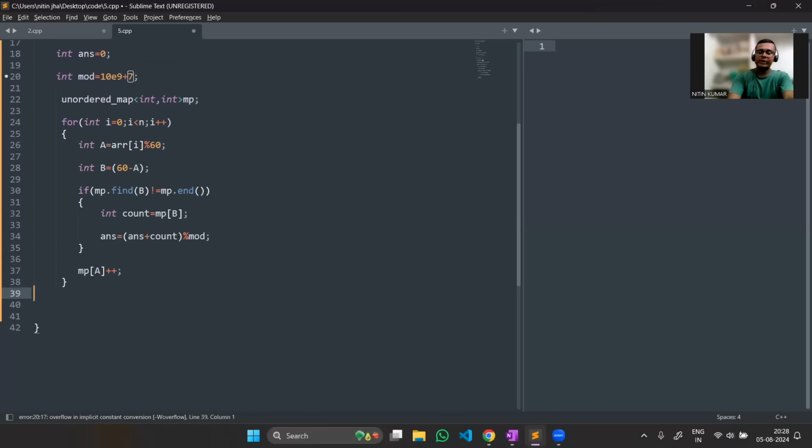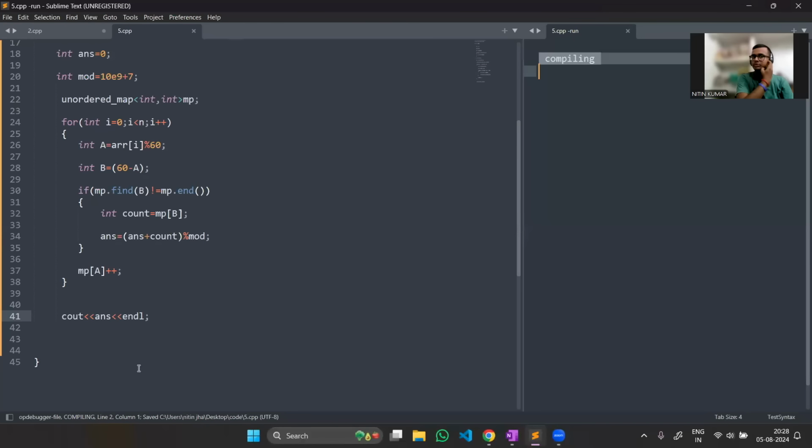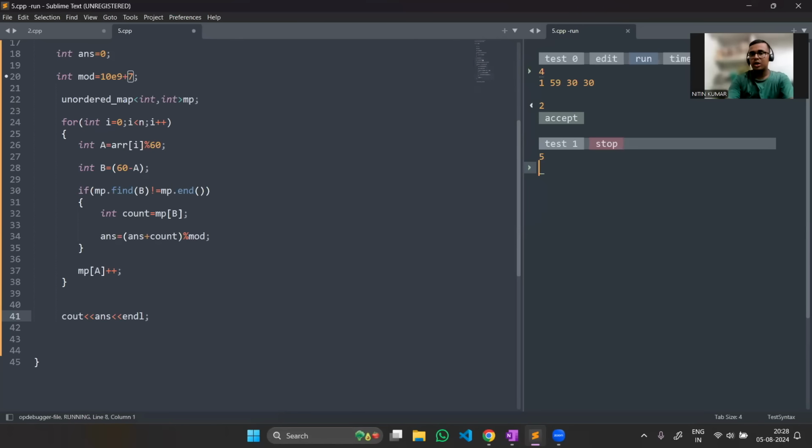But now this is the code. At the end, we have our answer. And let's run this. You can see I'm getting the correct answer as expected. Let's take another example: 1, 59, 30, 30 and 30 that we have taken as an example. You can see we got the answer as 40. So this is the C++ code.